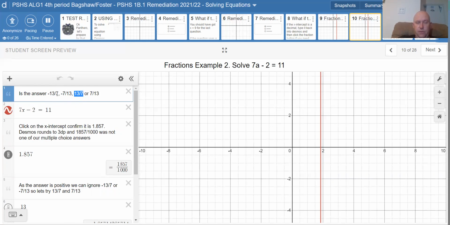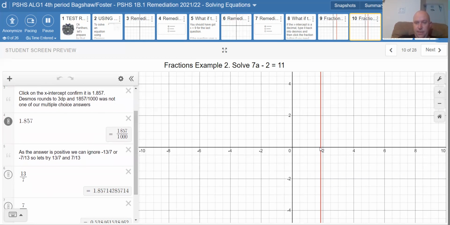The reason I didn't put these first 2 answers is you can see that these are negative, and you can clearly see that this intercept is positive, with it being 1.857.